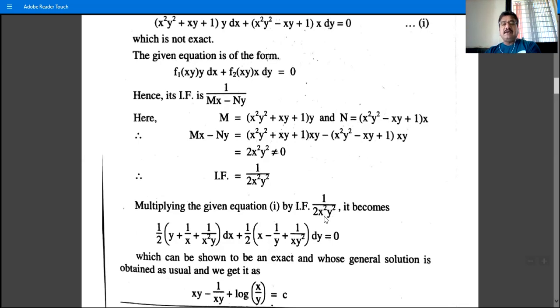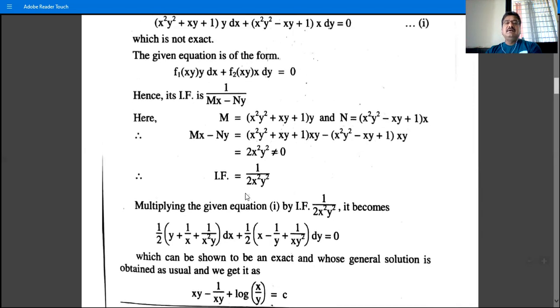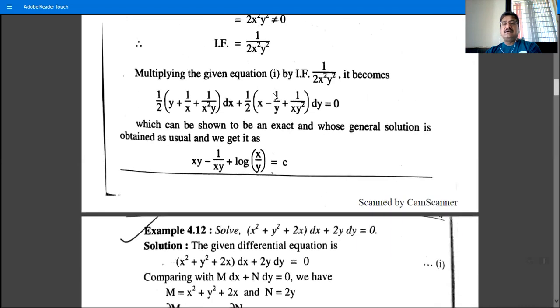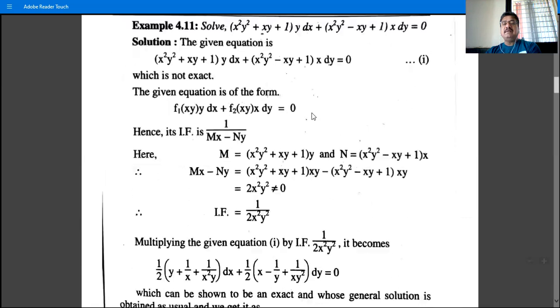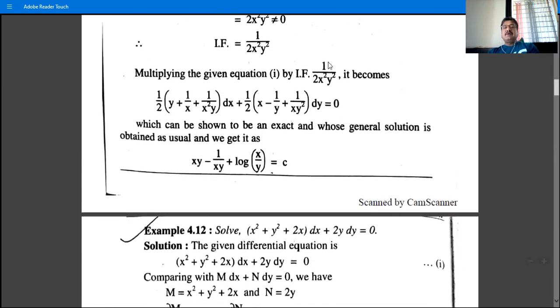So it is 1 by x into y, and this 1 by x now multiplying this y, and now y is the term, y divided by x square into y square is y, 1 divided by x square into y. Take 1/2 as this factor. Then 1/2 again, 1 by 2 x square y square. So we have x minus 1 by y plus 1 by x y square dy is equal to 0. So after multiplying by this 1 by 2 x square y square, we have this.